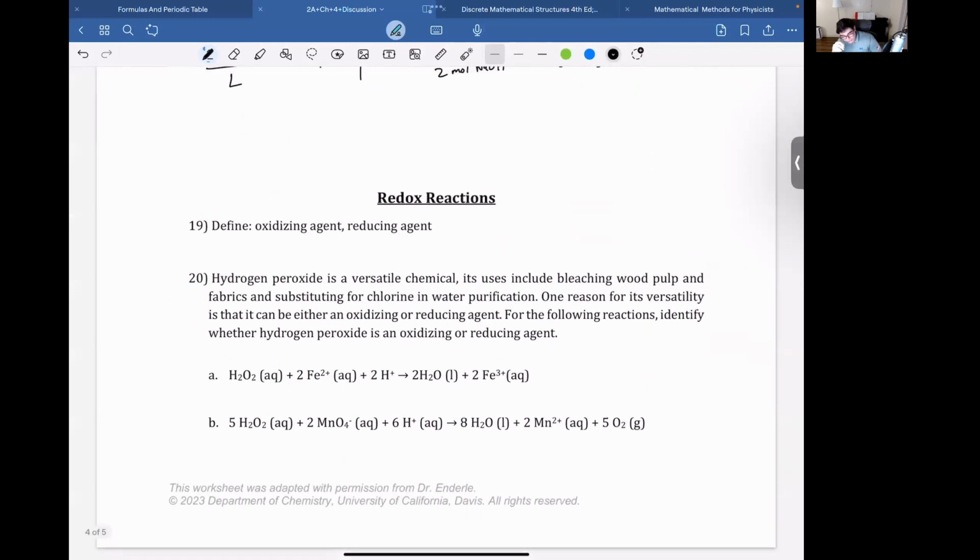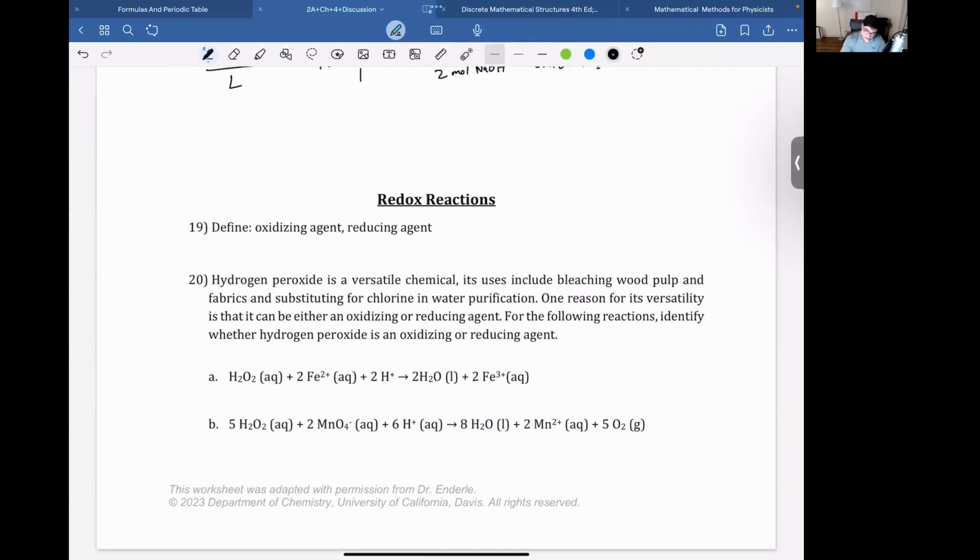Moving on, we have 19, define oxidizing agent and reducing agent. So you've probably learned redox reactions if you're watching this. What is an oxidizing agent? What is a reducing agent? Well, we talked about what is reduction, what is oxidation. When you have a chemical reaction where you're transferring electrons around, this is what we call a redox reaction, where you have a transfer of electrons from one type of atom or molecule or ion to another.